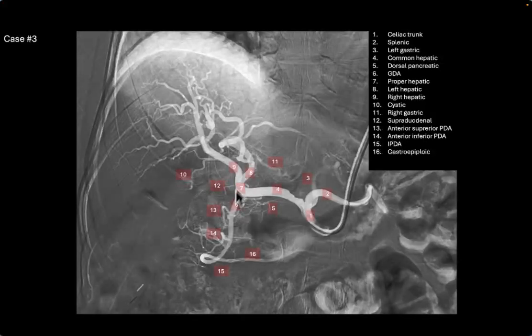which is going to be your supraduodenal artery, which typically comes off either the proper hepatic, and can have a variable origin. It's a minor branch. 13 is going to be your anterior superior pancreaticoduodenal artery. 14 is going to be your anterior inferior pancreaticoduodenal artery, and then 15 is going to be your IPDA here, and then 16 is your gastroepiploic running along the greater curvature of the stomach here.